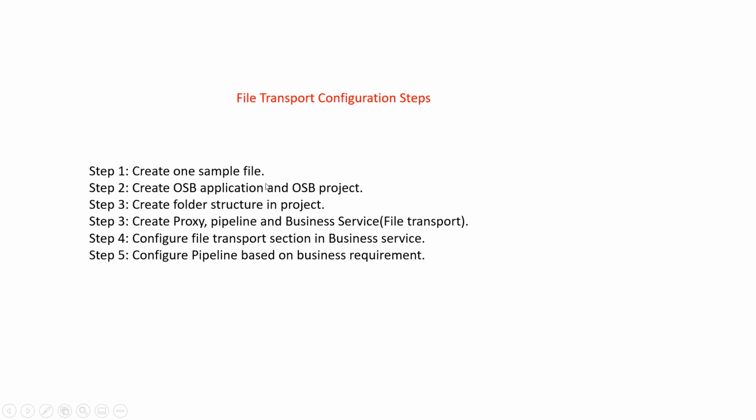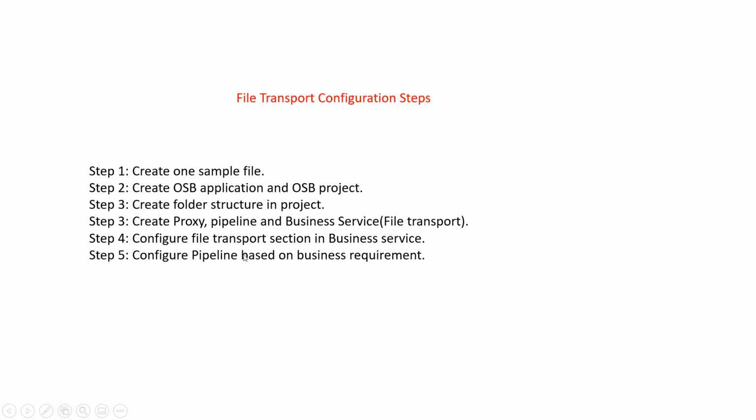If you have seen my first tutorial, then we have done lots of tasks, like creating one sample file. I have already created the sample file for the target location also. Then the OSB application and OSB project are already created. The folder structure for the project and the proxy service pipeline to read the file are already created. Now I will create a business service to write the file and configure it. Then I will configure the pipeline to write the file.